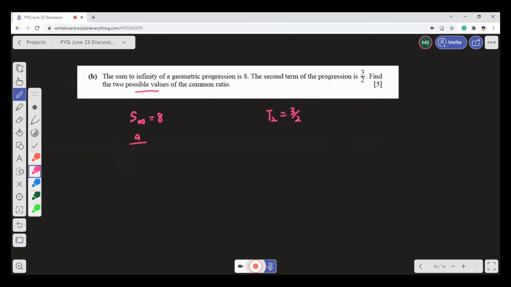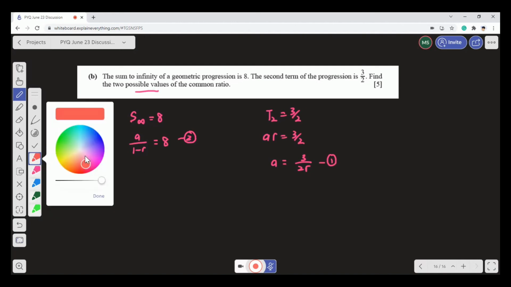Apply the formula: S infinity equals a over 1 minus r, equal to 8. The second term is ar equal to 3 over 2. So what can we do here? a equals 3 over 2r. This is the first equation, this is the second equation. We do the simultaneous equation.